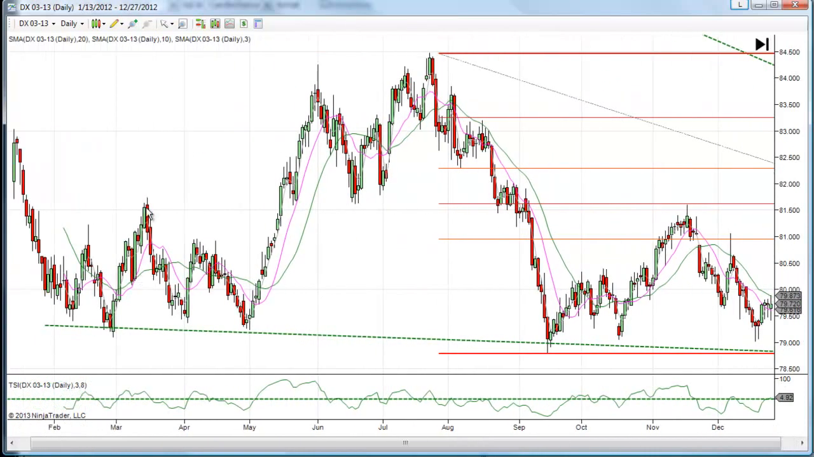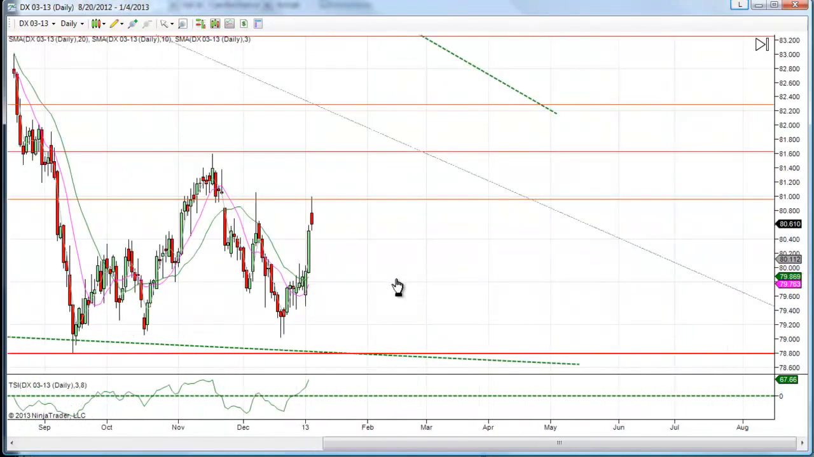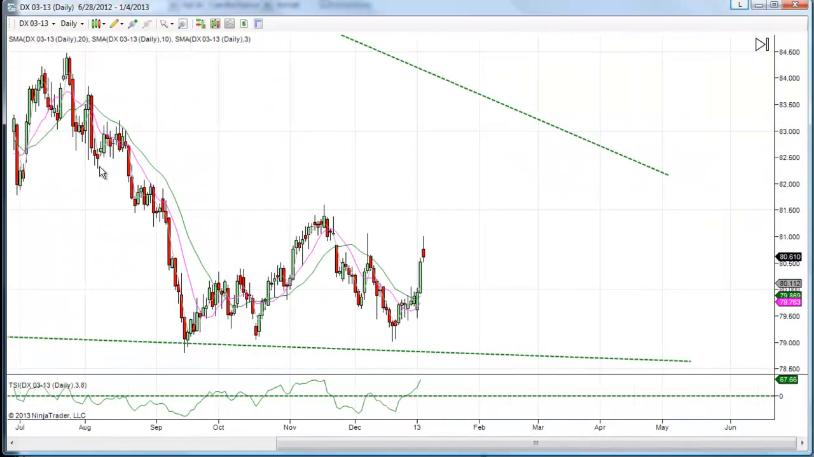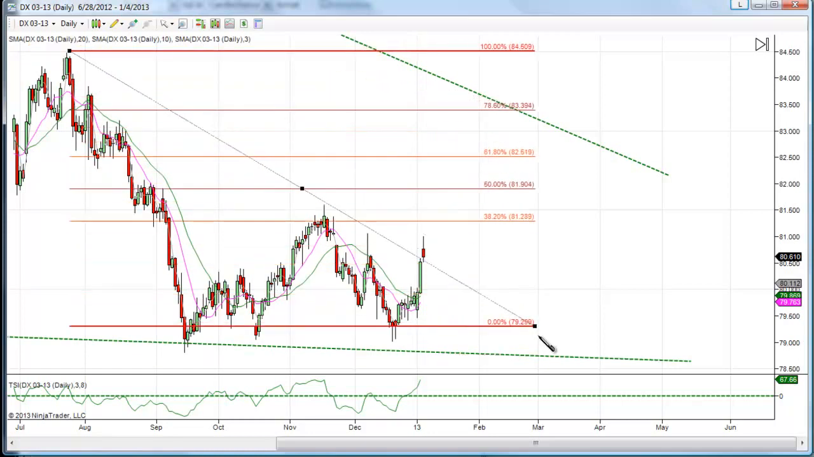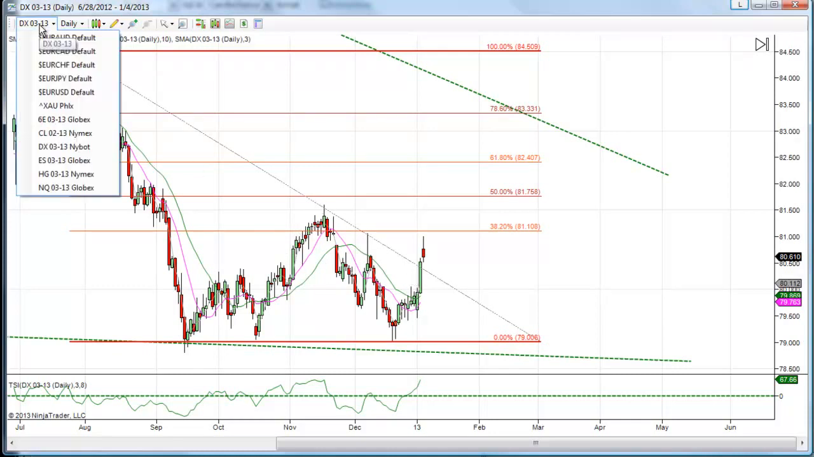Okay, you can clearly see the head and shoulders that we put in, the head in the middle of the summer, left shoulder and right shoulder. We came up to that 382 level and rebounded off of that. Okay, so that's the DX.